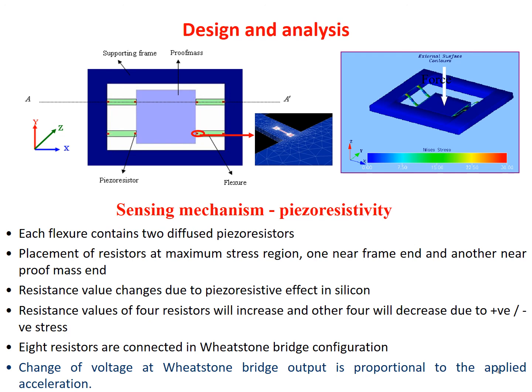So what we can see is this particular figure, which we have already shown. Suppose this square is the proof mass, and these are the 4 springs or the flexors, fine, and this is the outer reference frame or the supporting frame. Now what we have done here, you can see in each spring we have deposited 2 piezoresistors. One is towards the frame side, another is towards the mass side. Here the red corresponds to a piezoresistor, here one piezoresistor, here another piezoresistor. Similarly in this spring also, you can see one red dot, that is one piezoresistor, here another piezoresistor. Similarly here also 2, here also 2. So in total 4 into 2, 8 piezoresistors we have placed here, right.